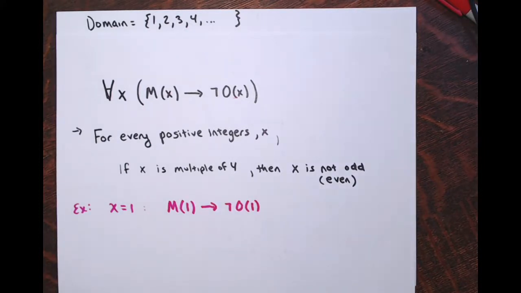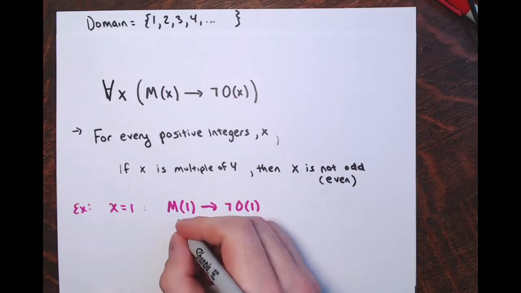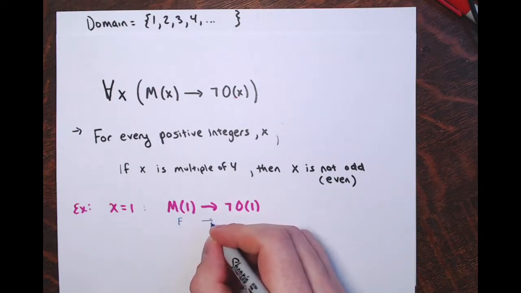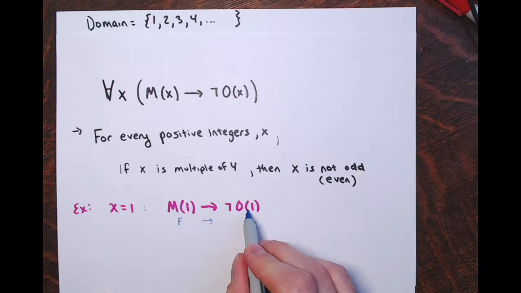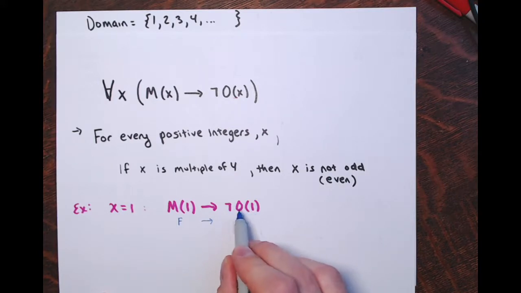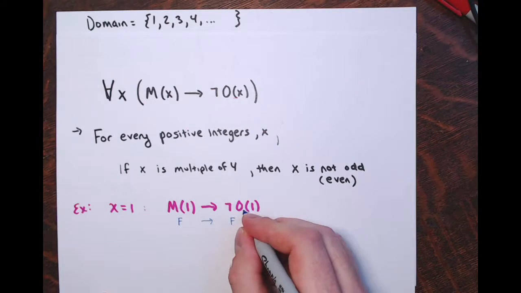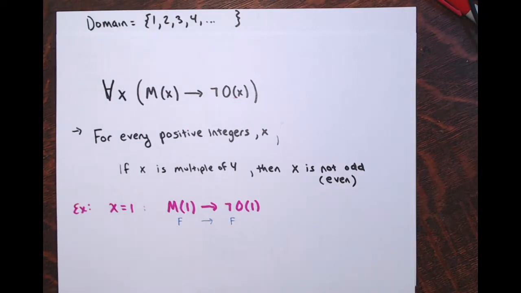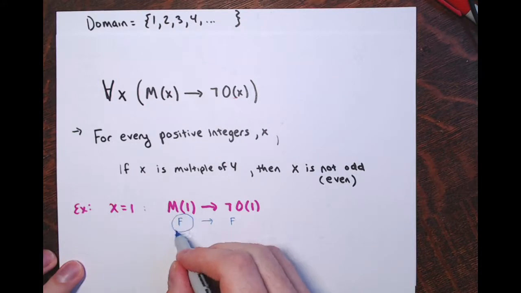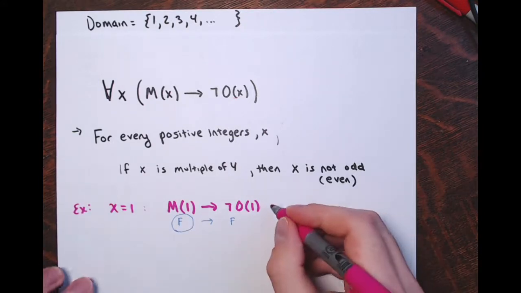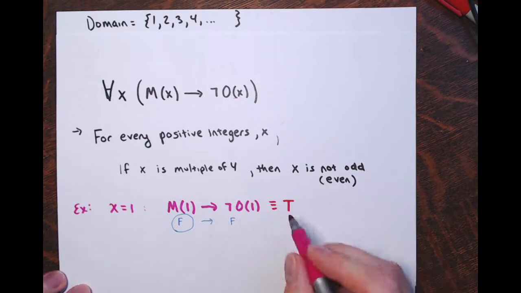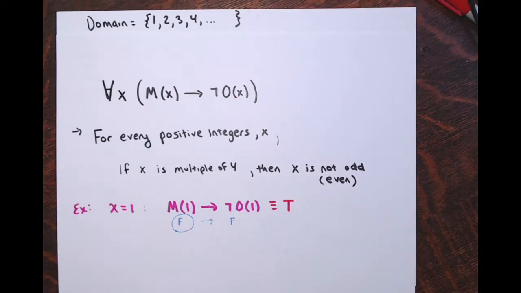Now remember implications. You have a hypothesis and a conclusion. If this, then that. Is 1 a multiple of 4? No. So we have false implies, and then 1 is odd. So is 1 not odd? That would be a false statement, right? O of 1 is true. Not O of 1 would be false. But remember, when the hypothesis is false, the implication is a true statement. So this statement is true for x equals 1.